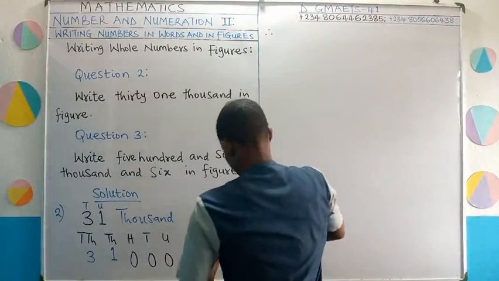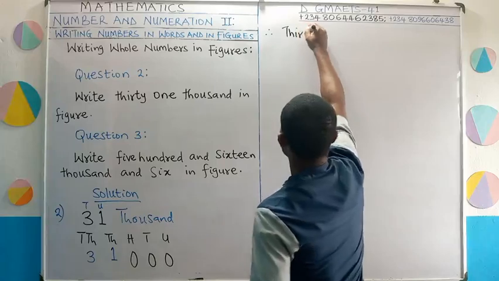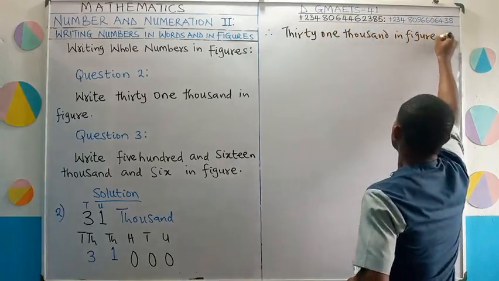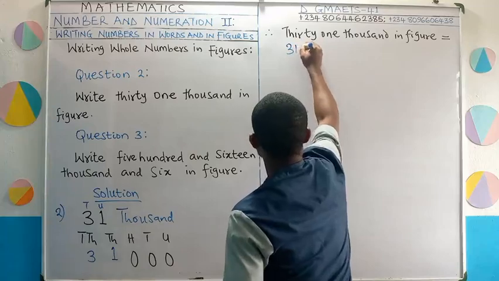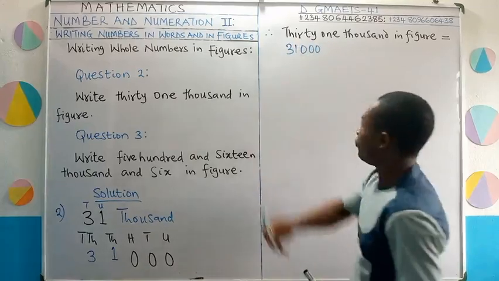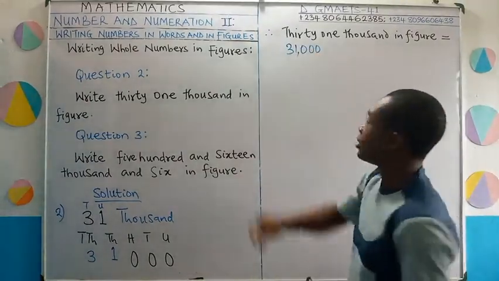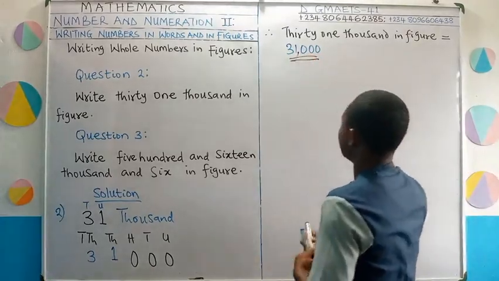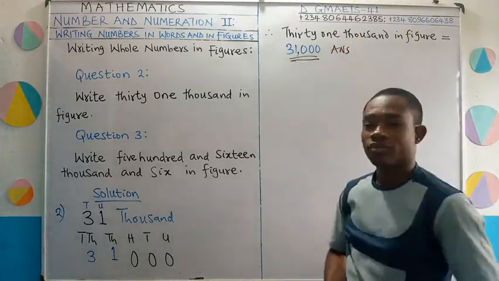Therefore, 31,000 in figure equals 31000. If you want to put your comma, 1, 2, 3, then have comma here, right? And that is simply how we write 31,000. Answer. We are moving on to question 3.